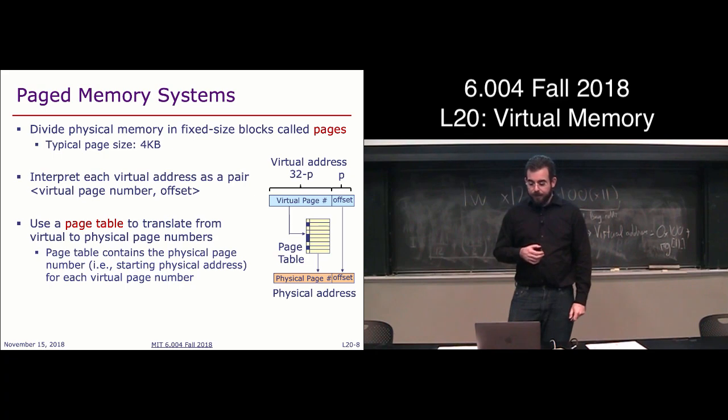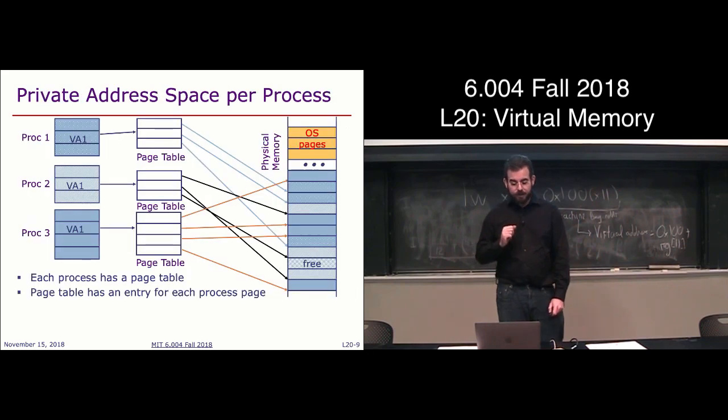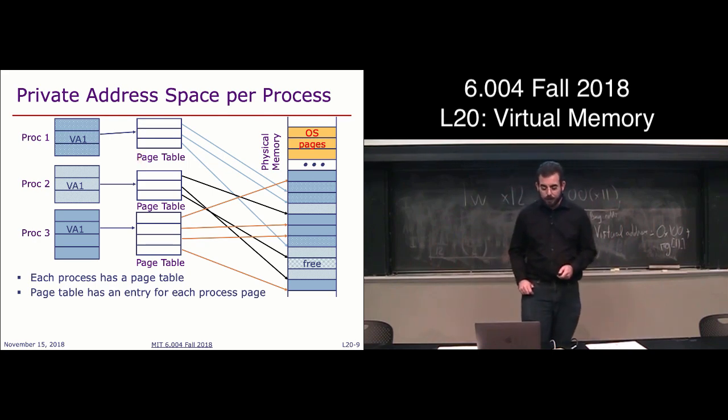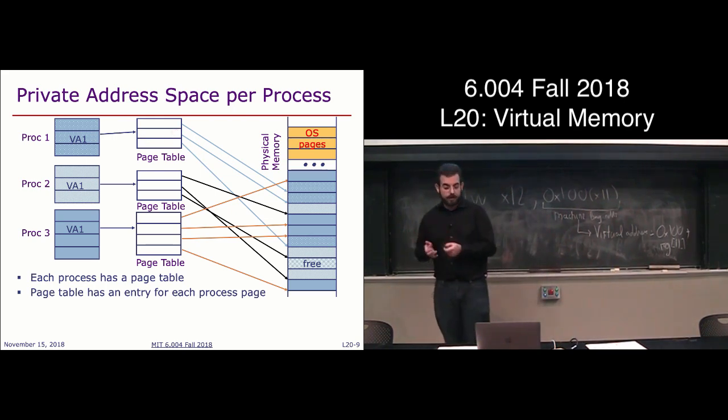Right? And so basically, now we have this more complex translation mechanism, but we have a much more flexible mapping function. Let's see how this works with a more concrete example. To implement this private address space per process that we want, we have a page table for each process, right? And this page table has as many page table entries, at least in the simple design that we're going to see first, as you have virtual pages in the process. And each entry contains the physical page number for the virtual page number of that particular process.